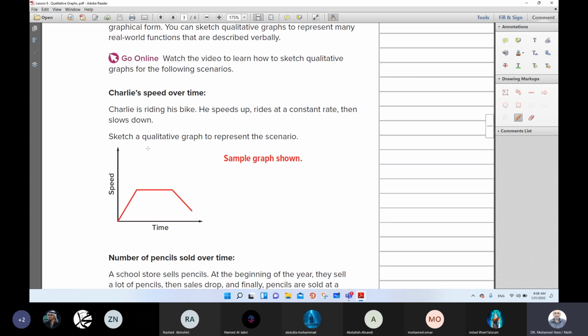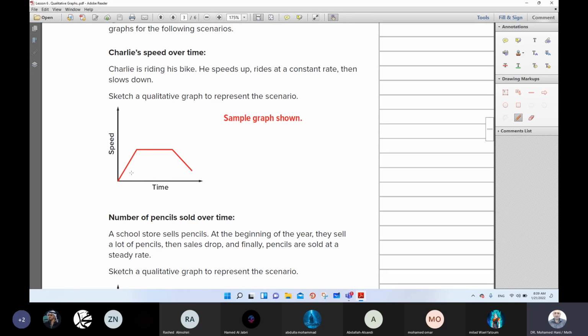Charlie's speed over time. Charlie is riding his bike. He speeds up, rides at a constant rate, then slows down. Sketch a qualitative graph to represent the scenario. As you see here, the x-axis represents the time, the y-axis represents the speed, and there are no numerical values. He starts from this point. We have increasing speed to this point. Then we have no change in the speed in this period to this point. Then we have a decrease to this point.